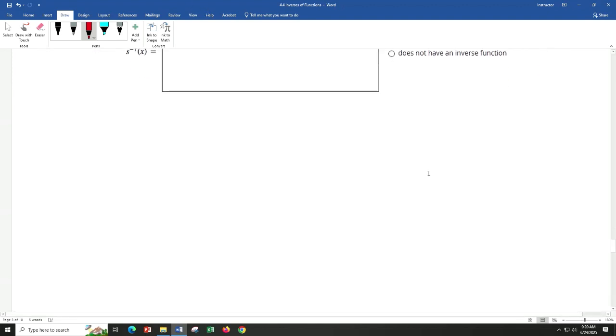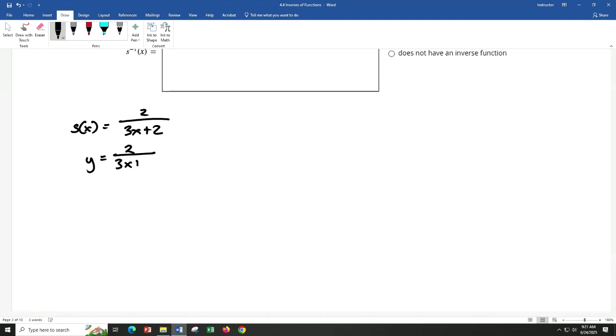First off, write down your original function. S of X is 2 all over 3 over X plus 2. We're going to change that S of X into what? Y. Exactly. Change this into Y is equal to 2 all over 3X plus 2. But now what am I going to do? Switch the X's and the Y's. Are you good so far? Okay. So let's change this into X is equal to 2 all over 3Y plus 2.